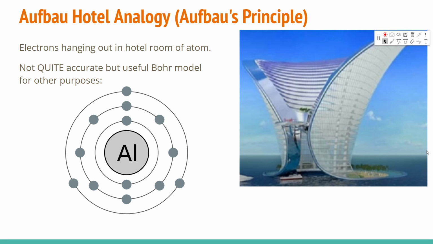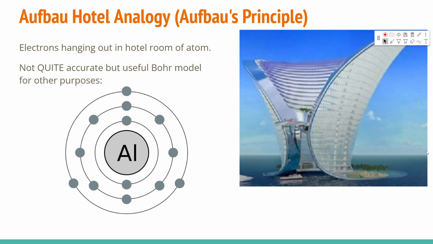Okay, so the Aufbau hotel analogy, aka the Aufbau principle, is an analogy based off a hotel. It makes it a little easier to understand. It is useful for a variety of reasons, and so I'm going to talk about this in terms of hotel rooms and stuff. It'll be a lot easier.